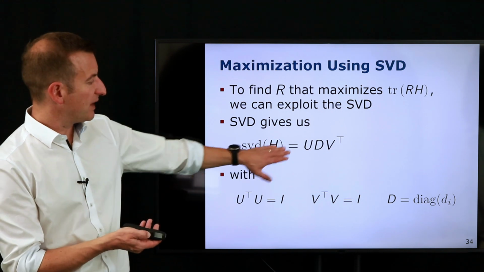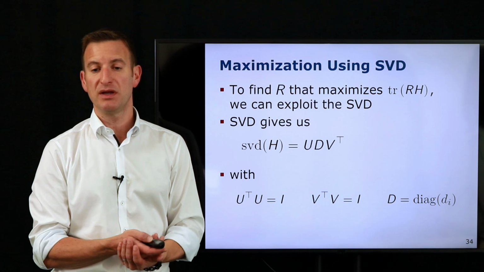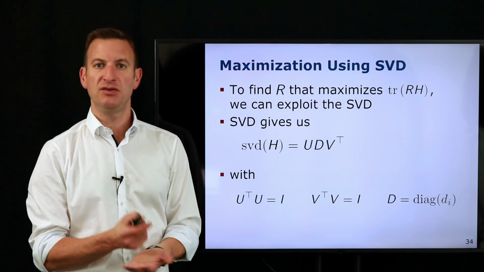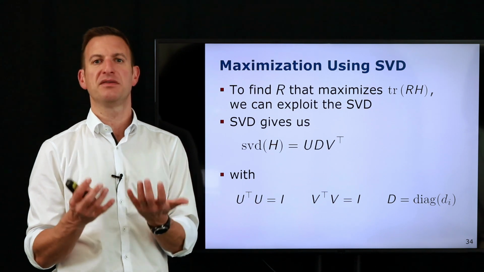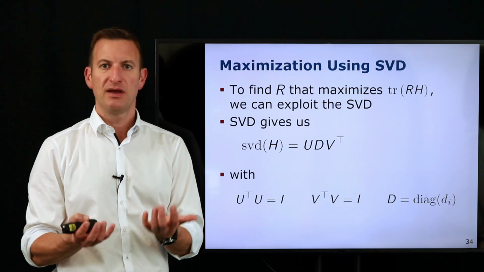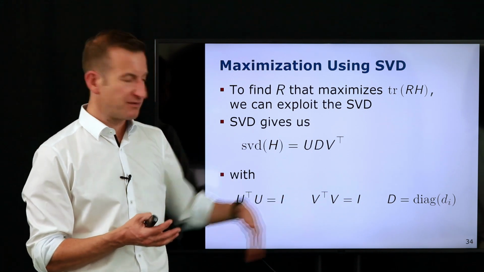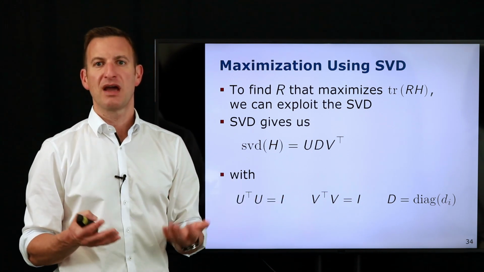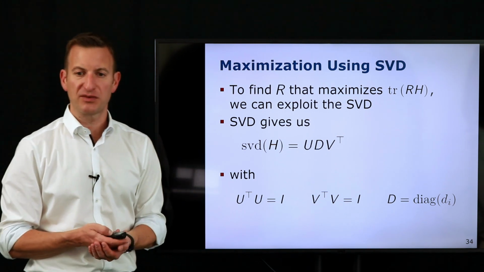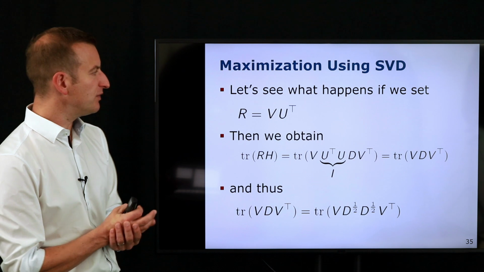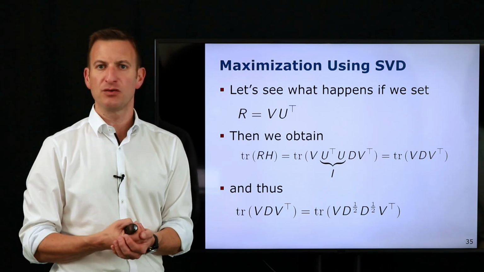So we have this matrix U, matrix D, and matrix V transposed that we directly computed from H using the SVD. The SVD is only used to decompose this matrix into these 3 individual matrices. Now we can use those matrices and their properties to come up with a rotation matrix that maximizes this trace expression. I will just tell you what R looks like, and then we can prove that this is the optimal R.